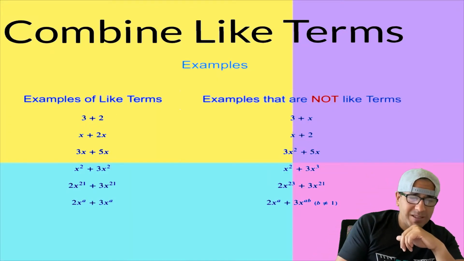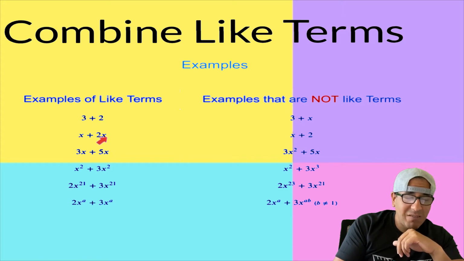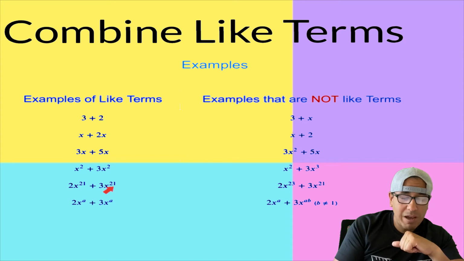All right, so here's some examples, and what you're going to see on our left-hand side is a bunch of examples of like terms. So the 3x and the 2x, notice both of these have an x, so they're like terms. Both of these have an x squared. These are like terms. Both of these have x raised to the 21st power.